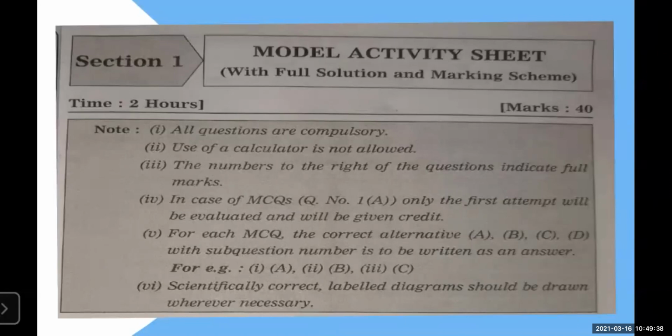Note: scientifically correct labelled diagrams should be drawn wherever necessary. Wherever it is asked, draw the diagram, label the diagram, or correct the diagram. You have to draw the correct diagram and label it correctly, and it will give you full marks. Very important: in MCQs, you have to write down only the option number. All these rules you have to follow. In every question paper you will get this note.